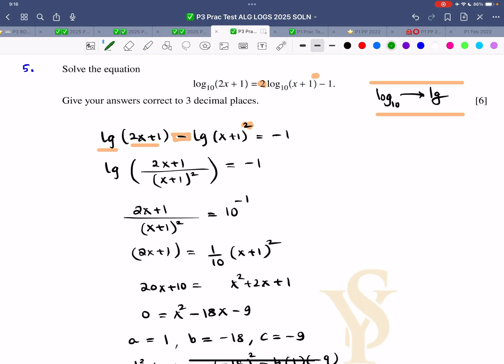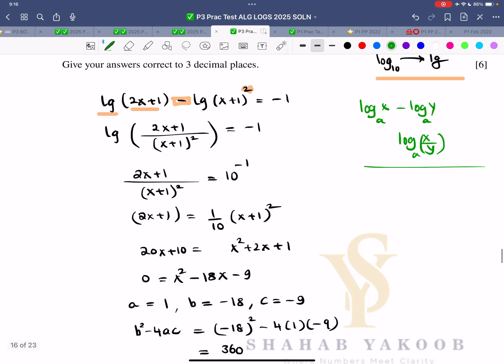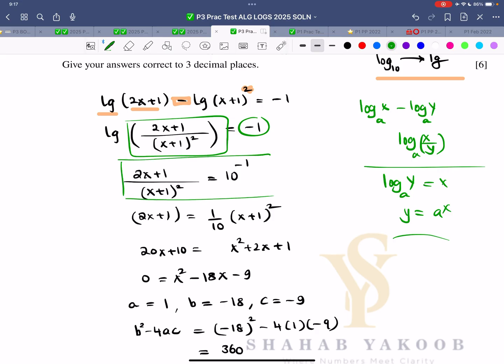Now, what is the rule that we have? Log x minus log y base a is log of x over y base a. My bad, I forgot the bracket. That is one thing. Second thing, log y base a equals x means y is a raised to the power of x. That is what I've done over here. So this whole thing is like y. The base is 10, and this is negative 1. So therefore, this is what you are getting.